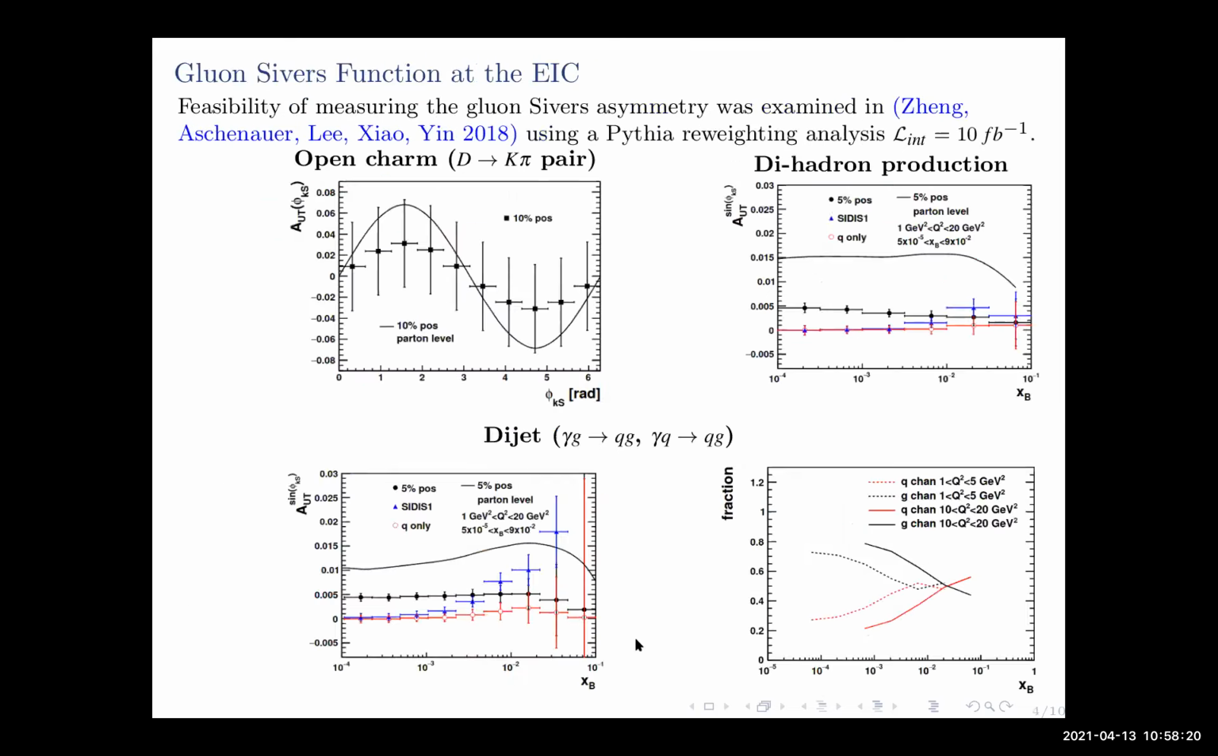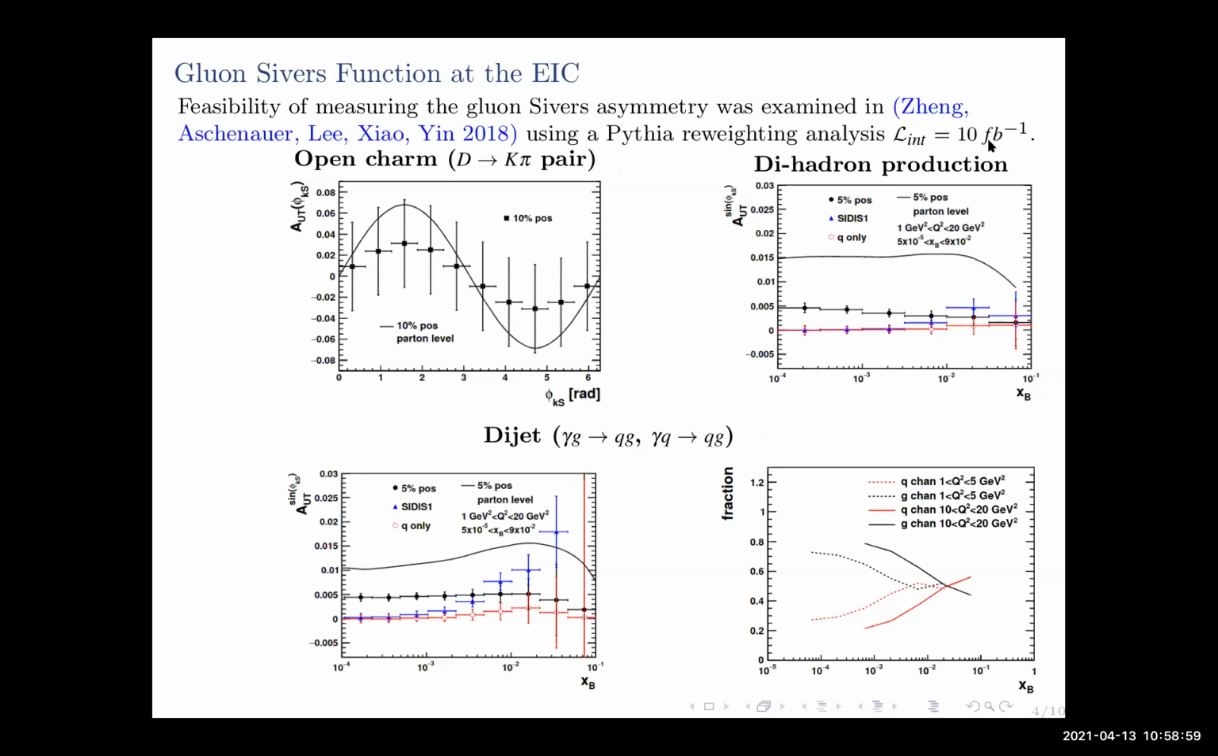Okay, so I've discussed the fact that we want to perform a measurement of the Gluon-Sivers function at the EIC, but is that feasible or not? So that study was actually performed in 2018 in this paper here. And this was done using a Pythia reweighting analysis. And they studied the Gluon-Sivers asymmetry in three different types of processes. The first is open charm pair production, then dihadron production, and then also dijet production. So for each of these processes, these authors studied this Gluon-Sivers asymmetry at an integrated luminosity of 10 inverse femtobarn.